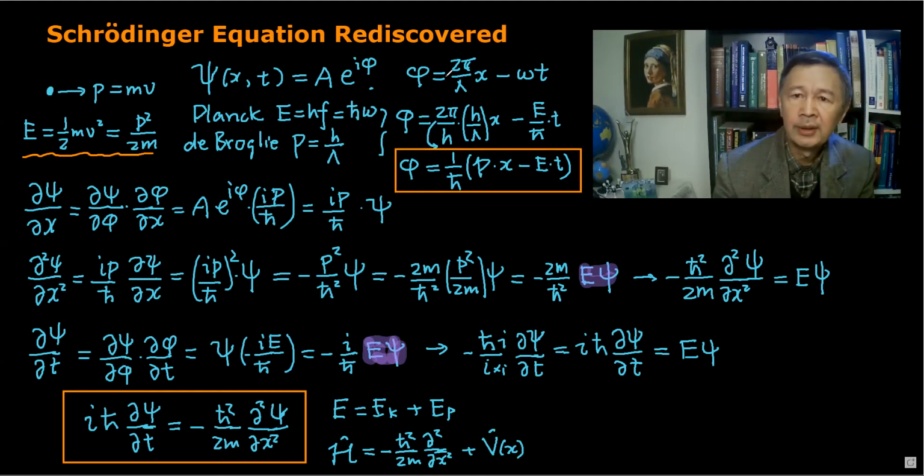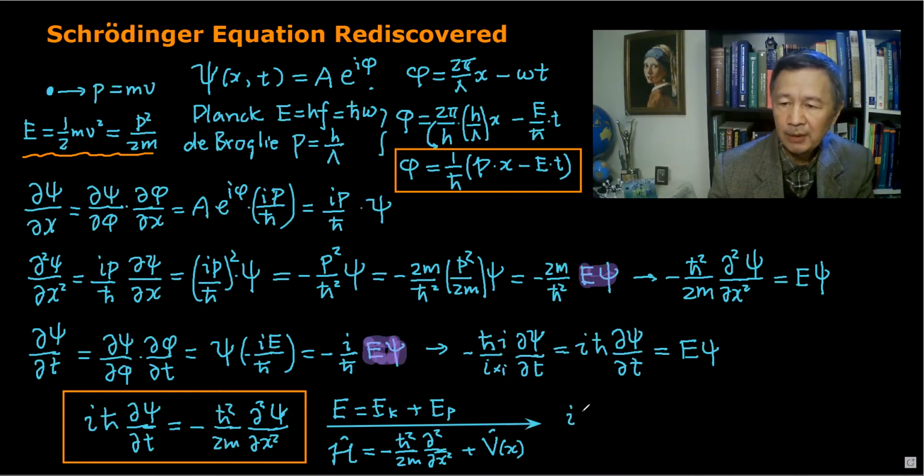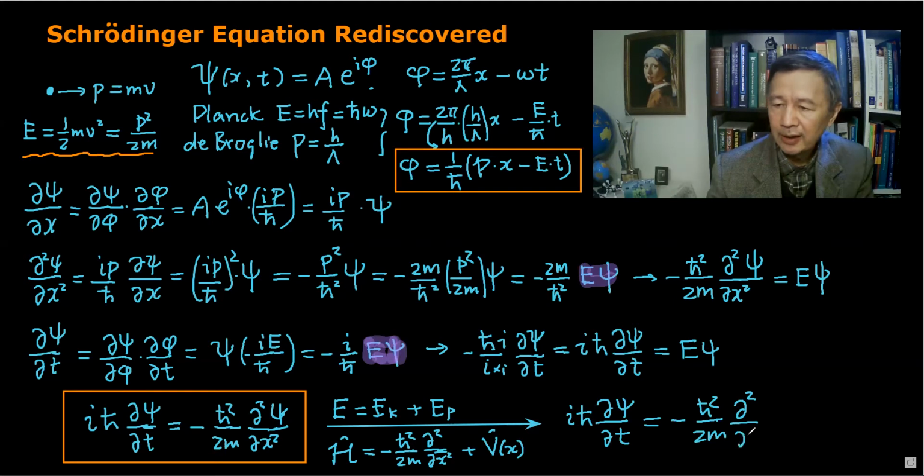So in this way, we can generalize this partial differential equation into the Schrodinger equation as used in the textbook, which is i h bar times the partial derivative with respect to time, equal to negative h bar squared divided by 2m, times the second partial derivative with respect to x, multiplied by the wave function psi, plus the potential energy V as a function of x multiplied by psi.